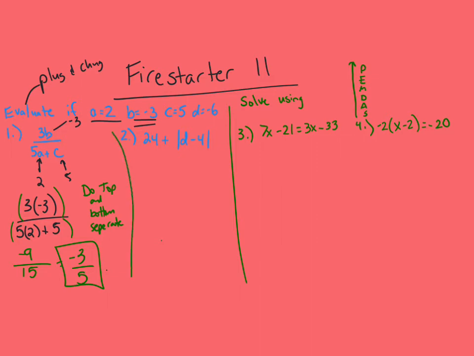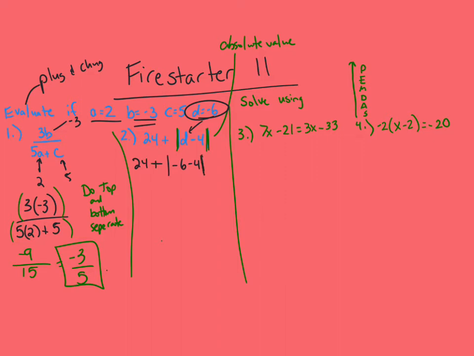Number 2. These bars right here mean absolute value. That's important because you have to understand what that means. It also basically means there are parentheses in there as well. So I know D is -6, so I'm going to put -6 right in there for D. So I'm going to put 24 plus, in absolute value, -6 minus 4.